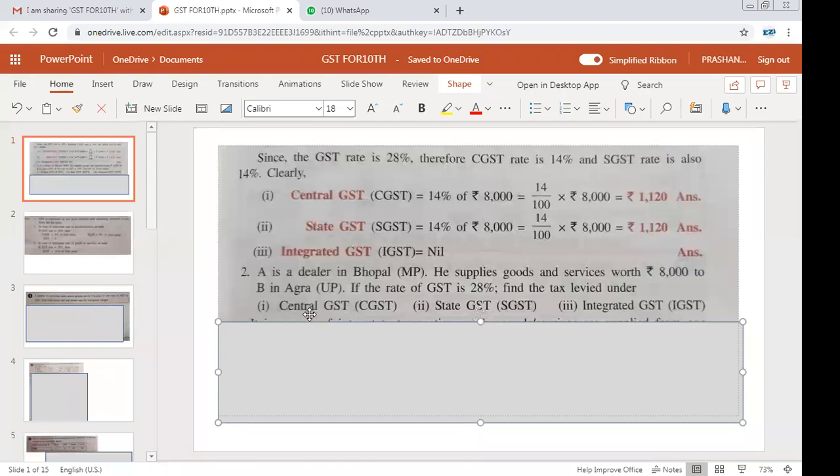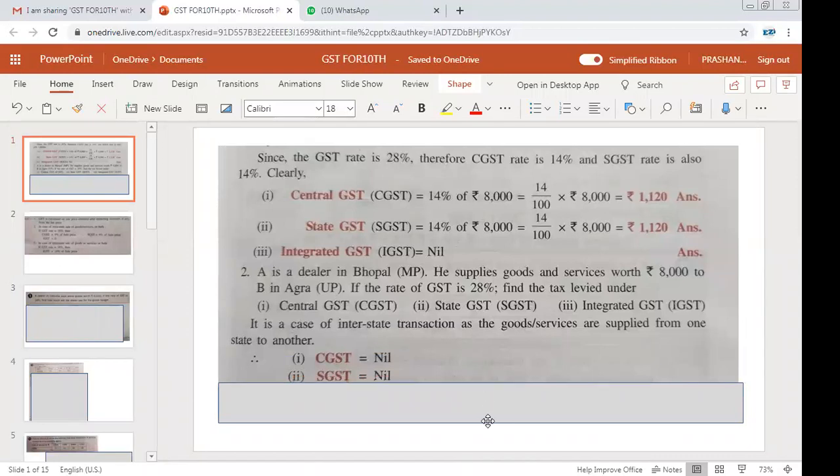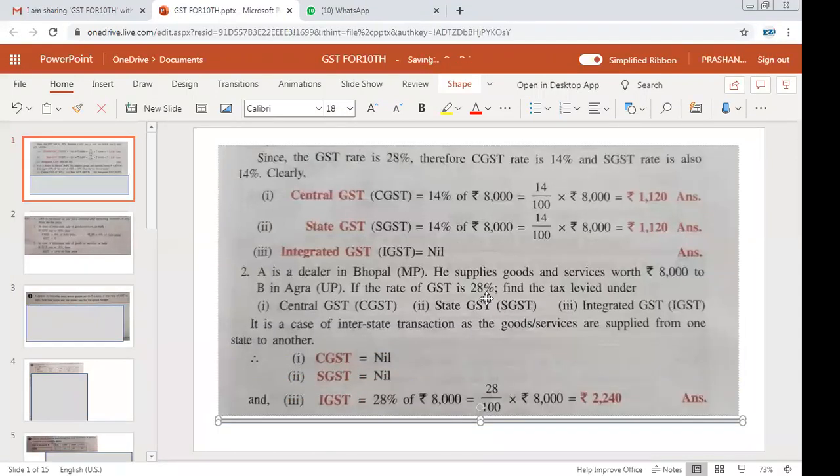So obviously, since this is interstate, this is Madhya Pradesh and this is Uttar Pradesh, so obviously this is an interstate example. In that case, central GST will become 0, state GST will become 0, and then IGST will become straight away 28% of the total selling price. So 28% of 8,000, which will become 2240. I hope students you have understood till here.